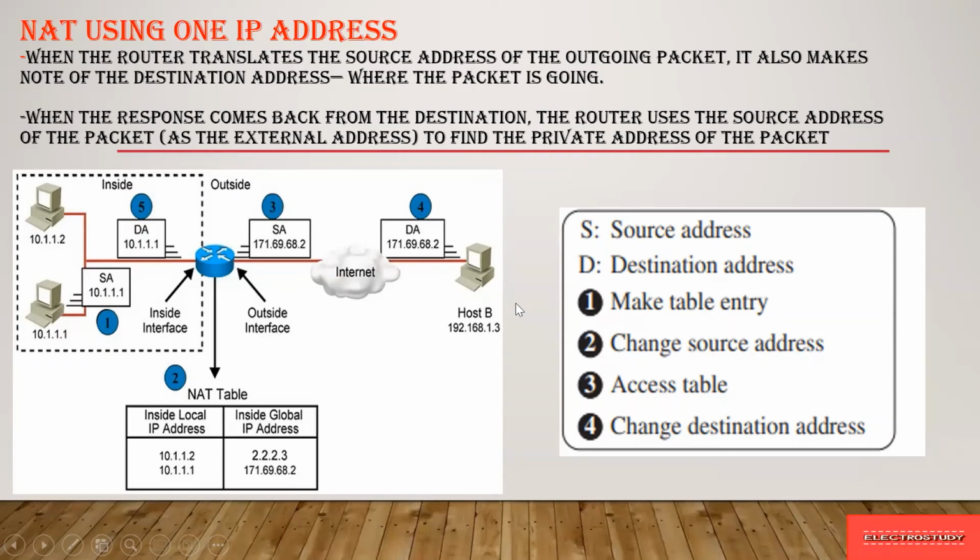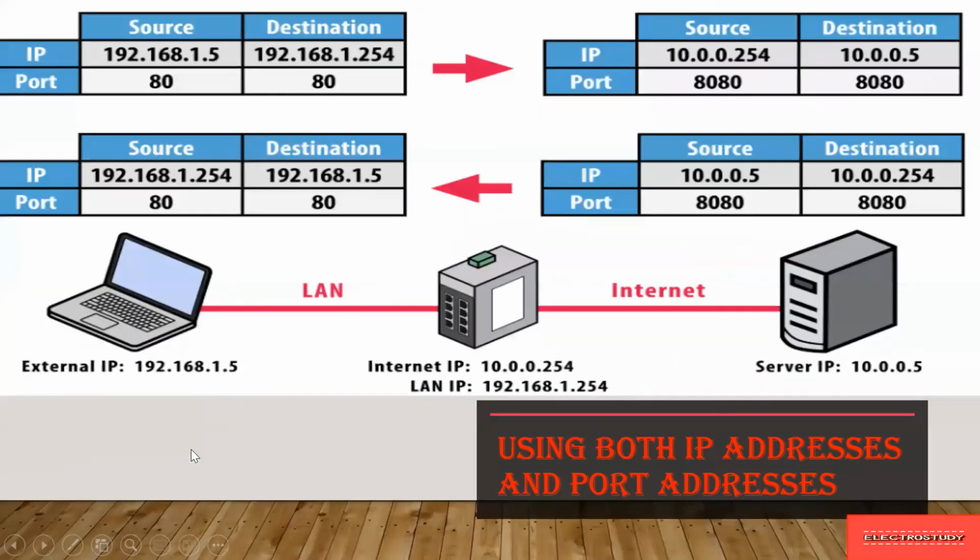Here we have mentioned SA as source address and DA as destination address. After assigning source and destination address, it makes a table entry and changes the source address. It accesses the table, sees whether the address is being used, and then changes the destination table corresponding to the client IP address. Now, using both the IP address and the port address is what multiple usage means.